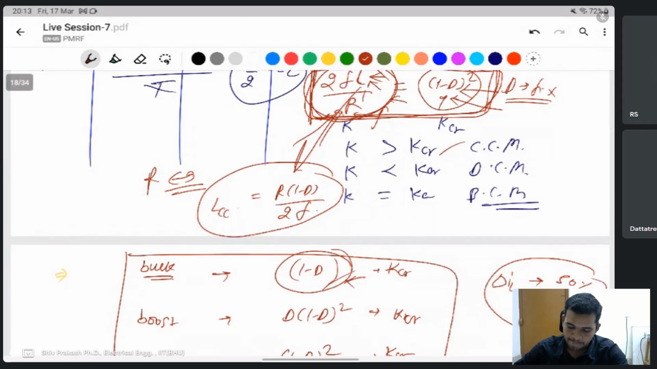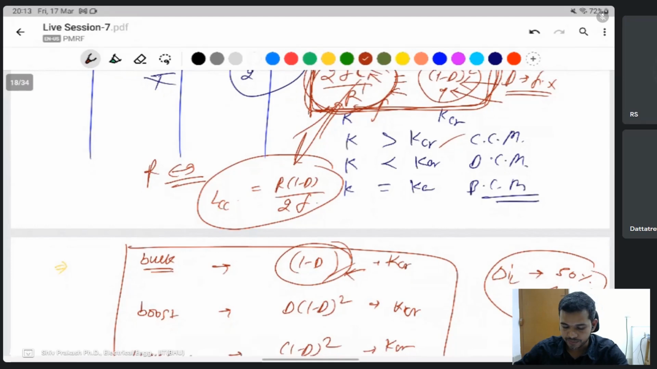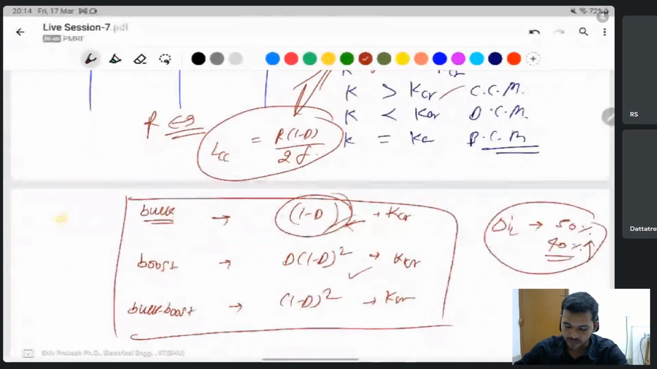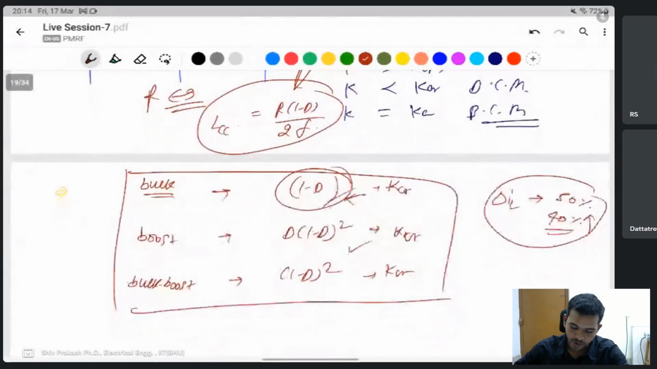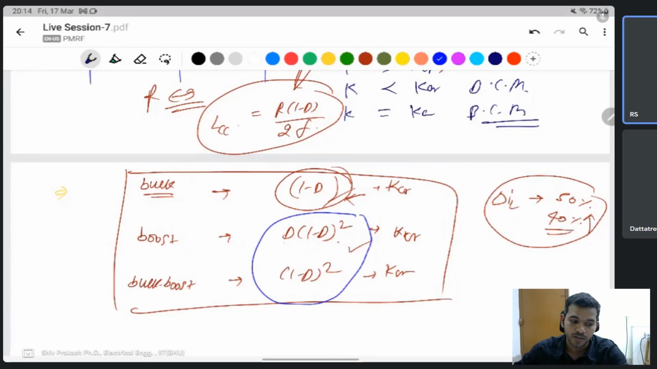And for boost, D is different. For the boost converter, the critical inductance is R into D into (1 minus D) squared divided by 2F. For buck-boost it is R into (1 minus D) whole squared divided by 2F. So take the critical value as D into (1 minus D) squared.